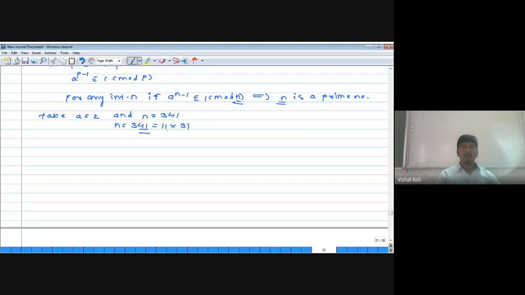Now, as 341 is a composite number, what is the value of 2 to the power 10?